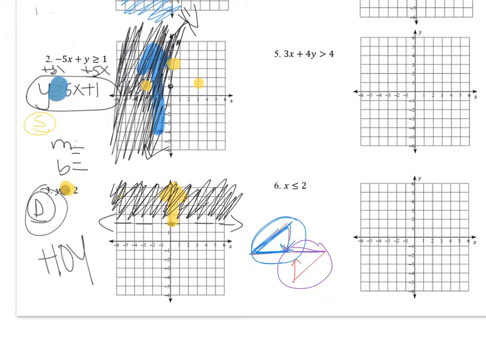If your symbol looks like this, which is greater than, you shade up. So how do you get that symbol? If I erase it, you always go high to low, high to low, and then you connect them. This is just a cute little way to help you remember.